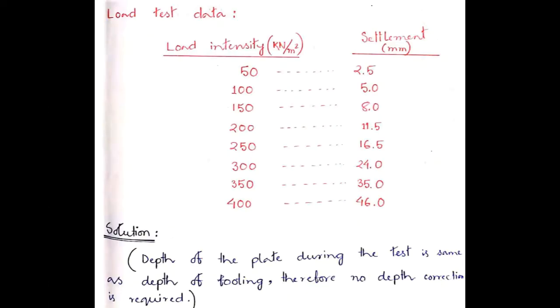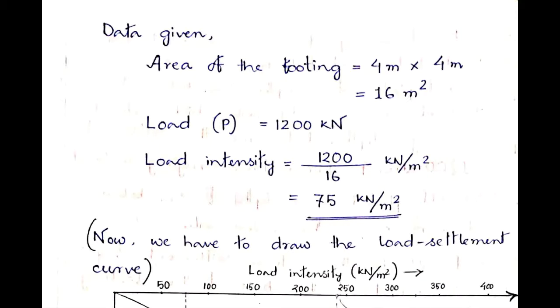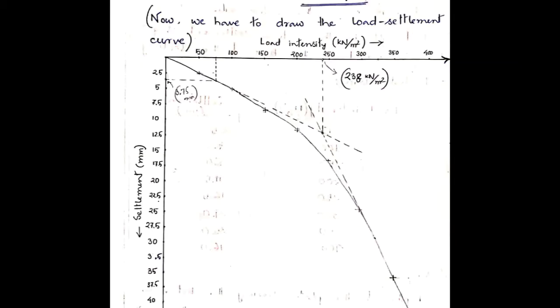Now, this is the load intensity and settlement data. Moving to solution, we should see that the plate load test is conducted at 2 meter, which is also the depth of the footing, which is the general procedure. Load coming into the footing divided by the area of the footing will give us the load intensity. Now we will draw one load intensity versus settlement curve. Now from this graph we will find out what is the settlement corresponding to the load intensity of 75 kilonewton per meter square.